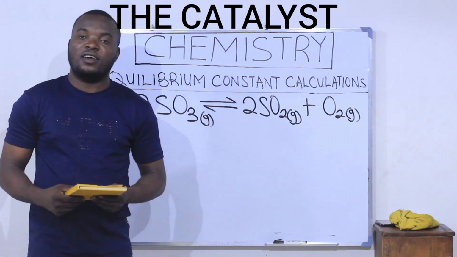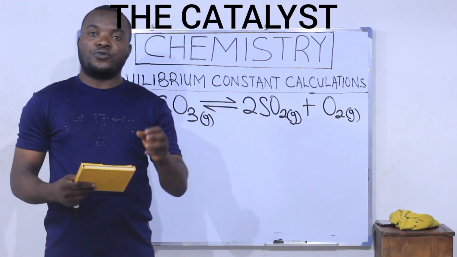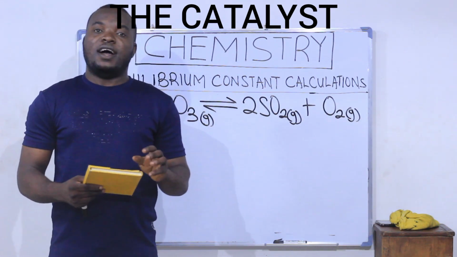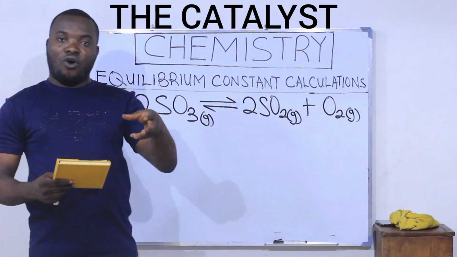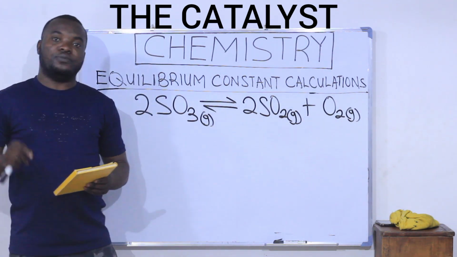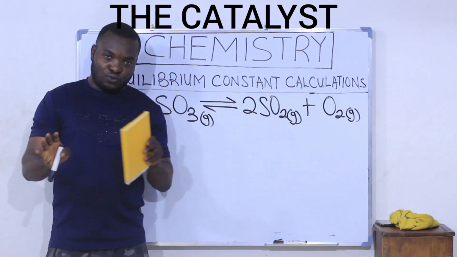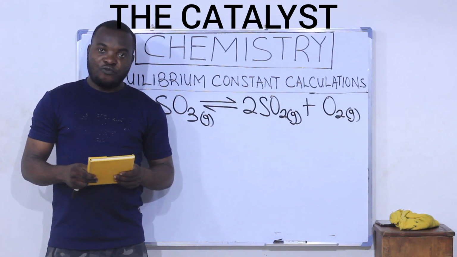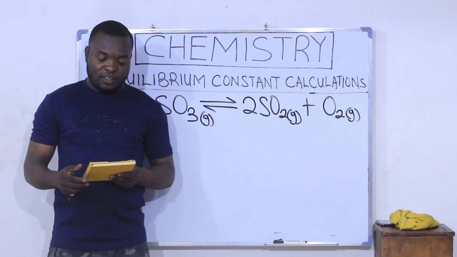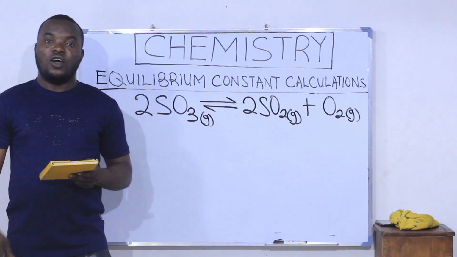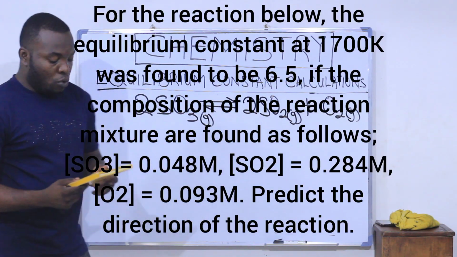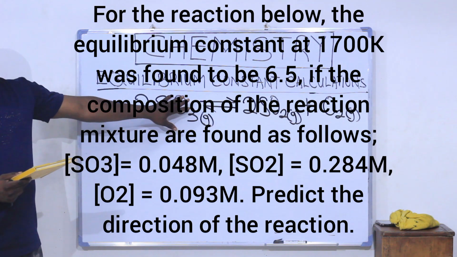Interesting question here, talking about the equilibrium constant K and the one we call the reaction quotient Q. Let's see how to solve problems relating to this. The question here says, for the reaction below, this on the board is the reaction we are talking about.